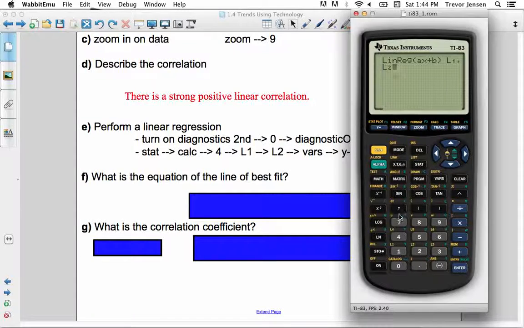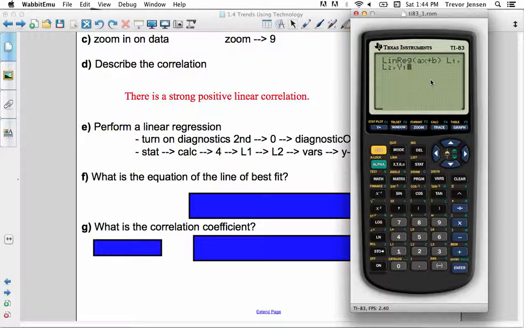Now, we also want the equation of the line of best fit to be graphed on our scatter plot as well. So we need to tell our calculator to store the equation of the line of best fit in Y1. So to do that, what we have to do is press comma, vars, go over to Y vars, and then the function, number 1, Y1. So good. We're going to perform a linear regression of L1 and L2. So my independent variable is in L1, my dependent variable is in L2, and it'll put the equation of the line of best fit in Y1 so that it'll appear on my scatter plot.